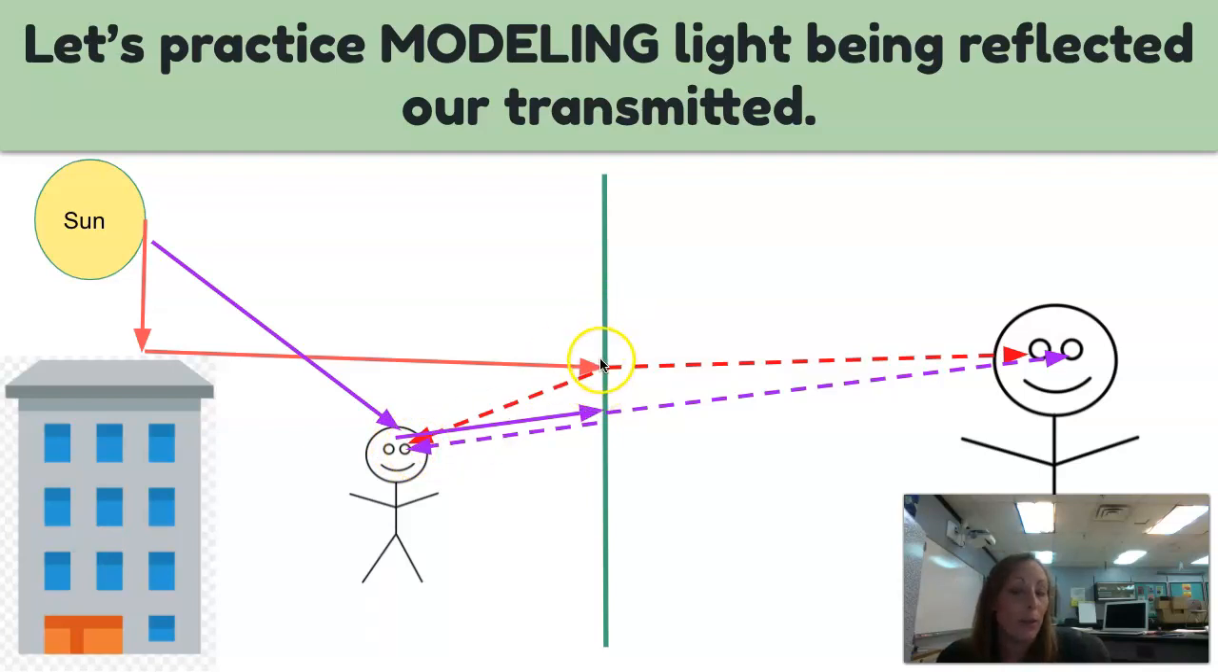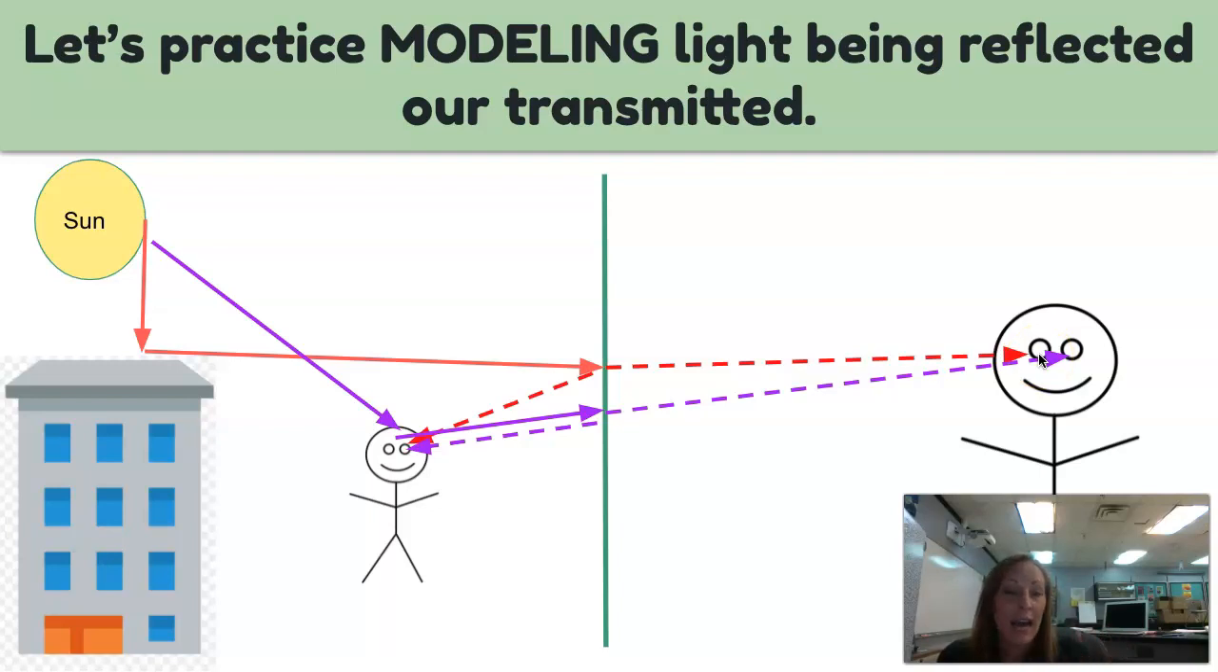At the same point, while some of that light is being reflected, some is being transmitted through. And the light that's being transmitted through allows my best friend who's in the building to see outside. So the person who's in the building can see this building because the light comes here, bounces off, and goes straight directly into the eye. The purple line here is how come my best friend can see me.